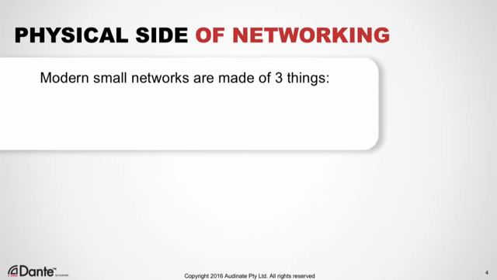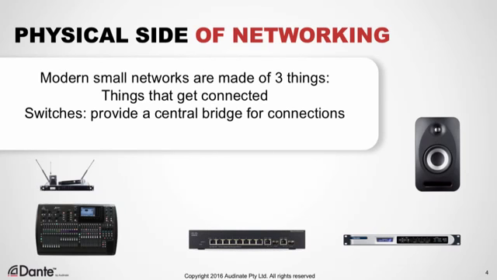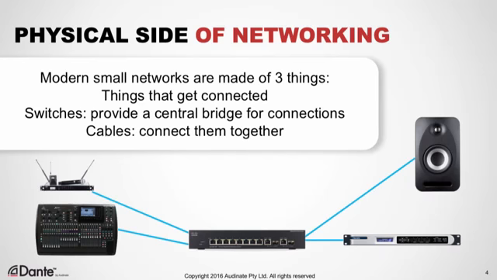Let's start with the physical side of networking. From a networking perspective, most Dante systems are small and simple, and they're usually just doing one thing: passing Dante audio and control. There are really just three types of objects on that kind of a simple network. The things that you connect, in this case, audio devices and probably a computer or two. A switch or switches. These act as bridges that connect everything together for us. And then finally, the cables that connect them. Let's start there.